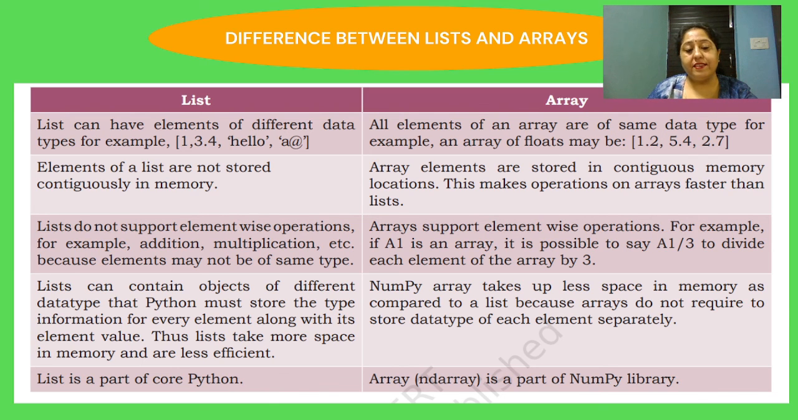The last difference is list is a part of core Python, whereas array, which is called as ndarray in NumPy, is a part of NumPy library. So you need to keep these differences in mind. One-dimensional array is like a table. Two-dimensional array is also called as a matrix.